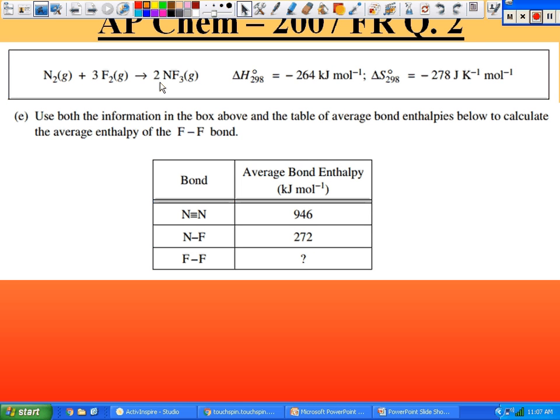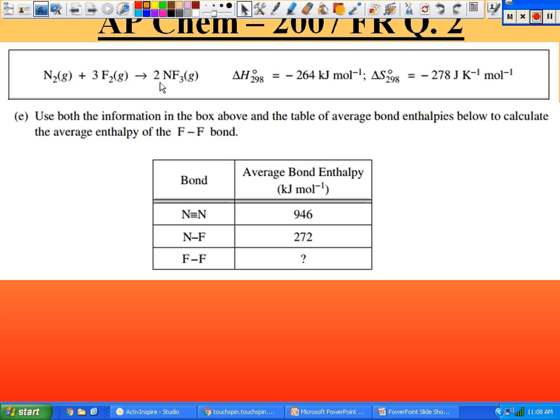All right, this actual question was off of the 2007 free response question 2, and it was part E. So this was the very last part of question 2 in 2007. There's a lot of thermo that you've already done prior to this point. Part E: use both the information in the box above and the table of average bond enthalpies below to calculate the average enthalpy of the FF bond.